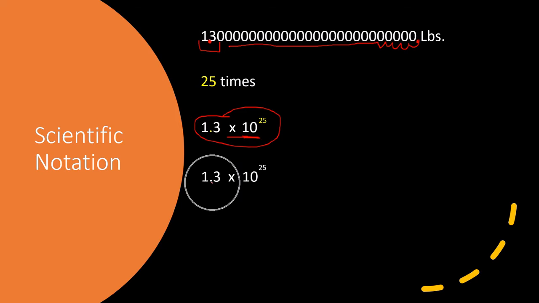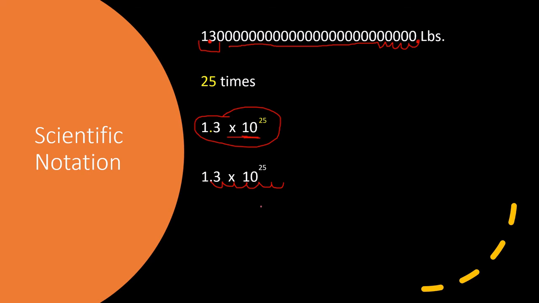I have 1.3 right here, and this 25 right here is telling me that this decimal period was actually moved 25 times to the left. So now I want to move this decimal period right here 25 spaces to the right. And then what do I do with the empty spaces? I always fill the empty spaces with zeros, okay?